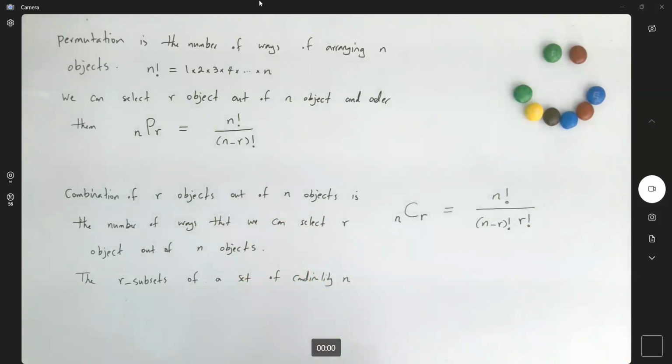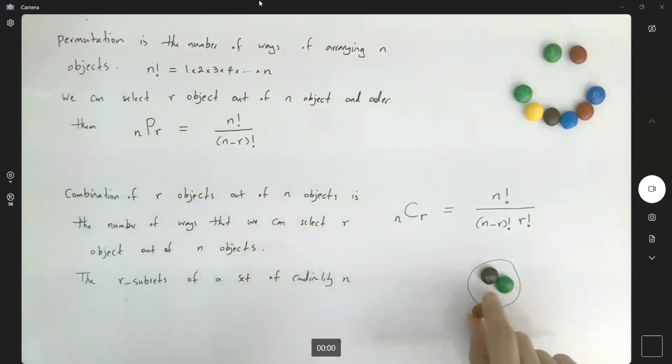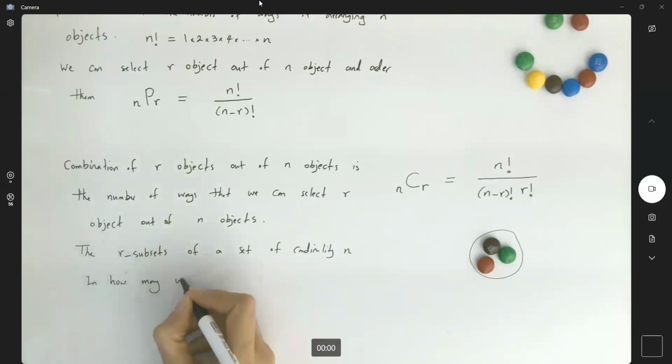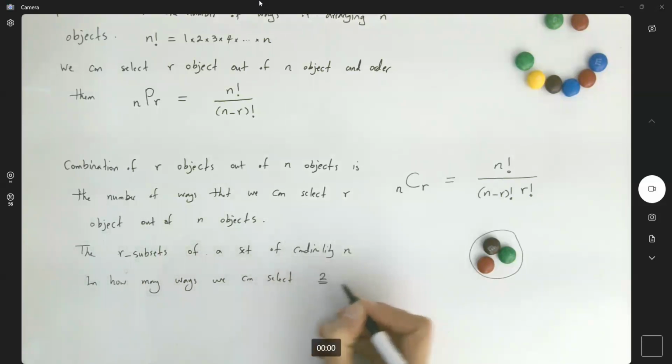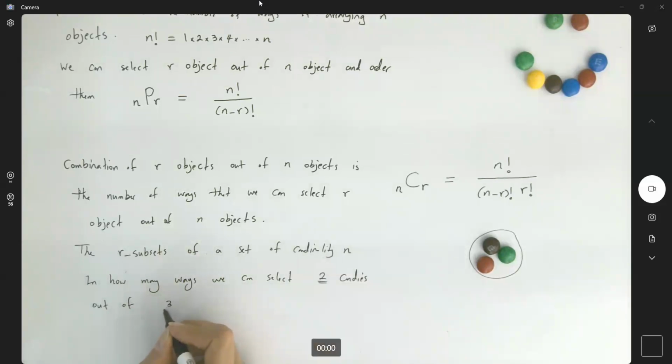For example, suppose I have a set with 1, 2, and 3 objects. In how many ways can I select 2 out of 3? That's the question that we're going to answer. In how many ways can we select 2 candies out of 3 candies? Well, we have a nice formula.